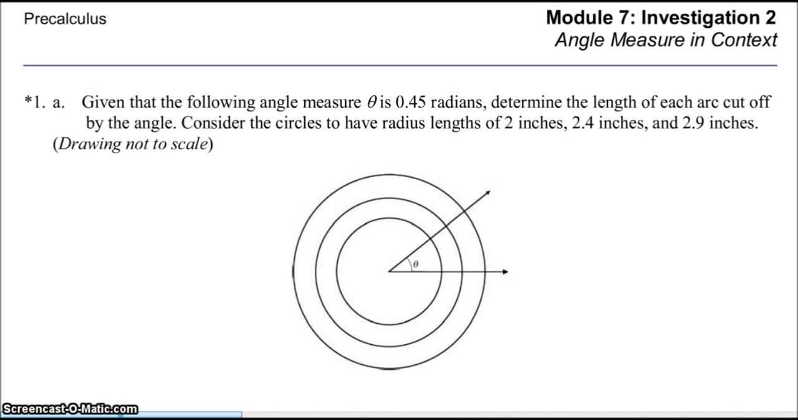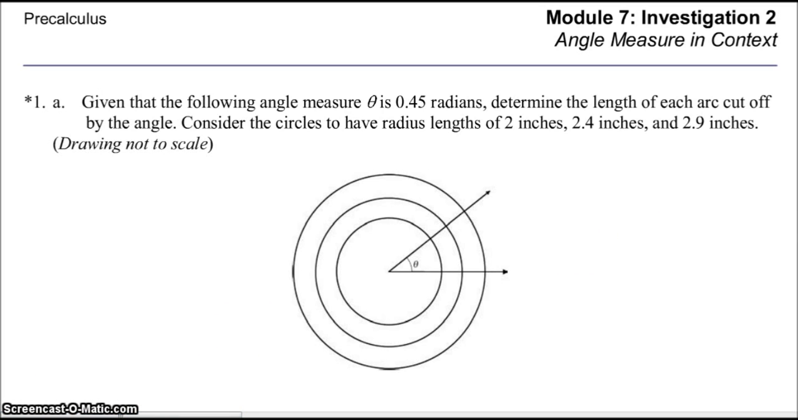Given that the following angle measure theta is 0.45 radians, determine the length of each arc cut off by the angle. Consider the circles to have radius lengths of 2 inches, 2.4 inches, and 2.9 inches.